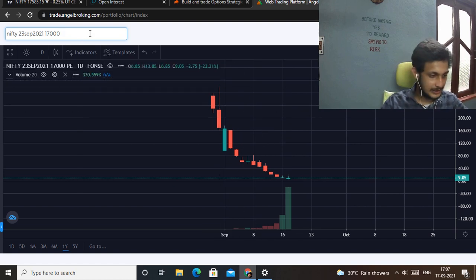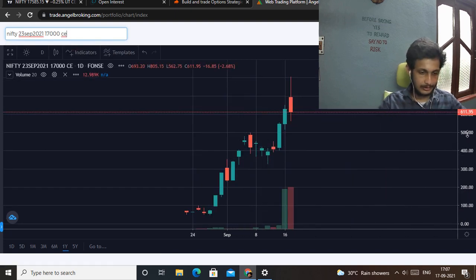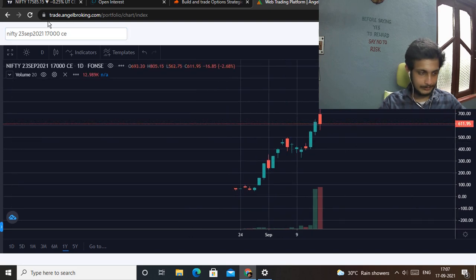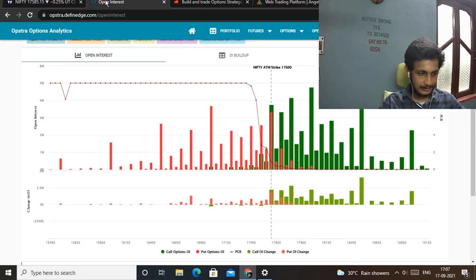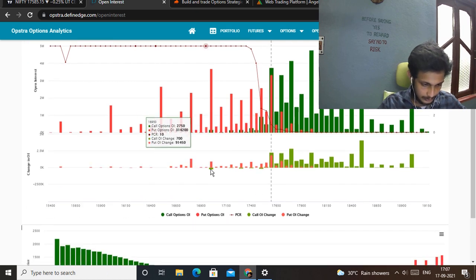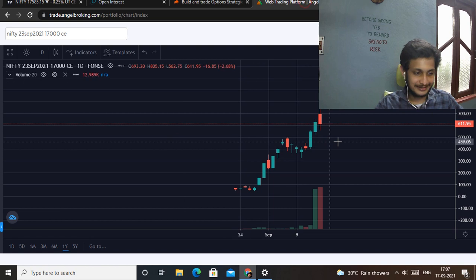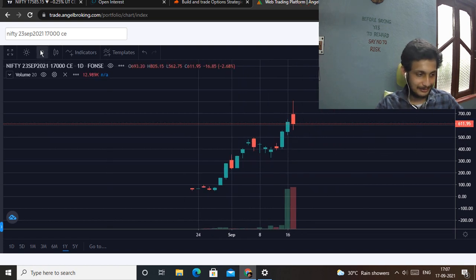So let's proceed and look at what happened. It's Nifty 23rd September 2021, 17,000 CE, right? So let's open the chart. Well, you can see that sellers from here, they have unwound. Let me zoom in a little bit more. Right here you can see that the sellers at the 17,000 call, those who sold the 17,000 call, have unwound their positions. And let's check this in the 15 minutes time frame.